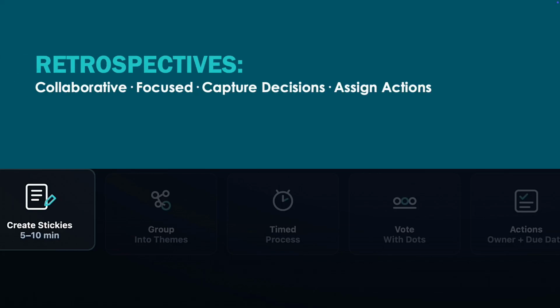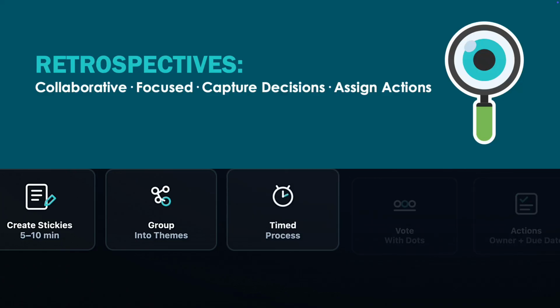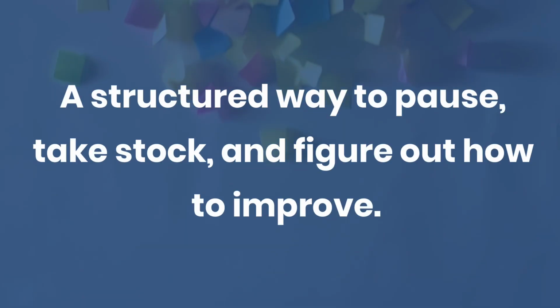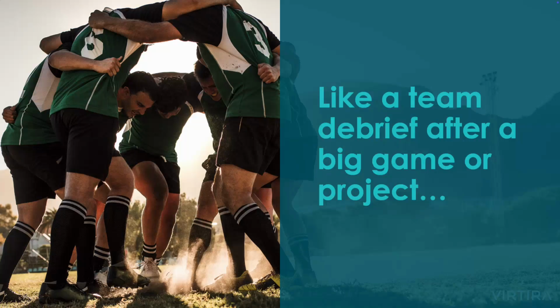Everyone jots ideas onto stickies privately. You group related items, keep to a time schedule, do a quick vote to set priorities, and leave with specific actions. Think of it as a structured way to pause, take stock, and figure out how to improve. Kind of like a team debrief after a big game or project.